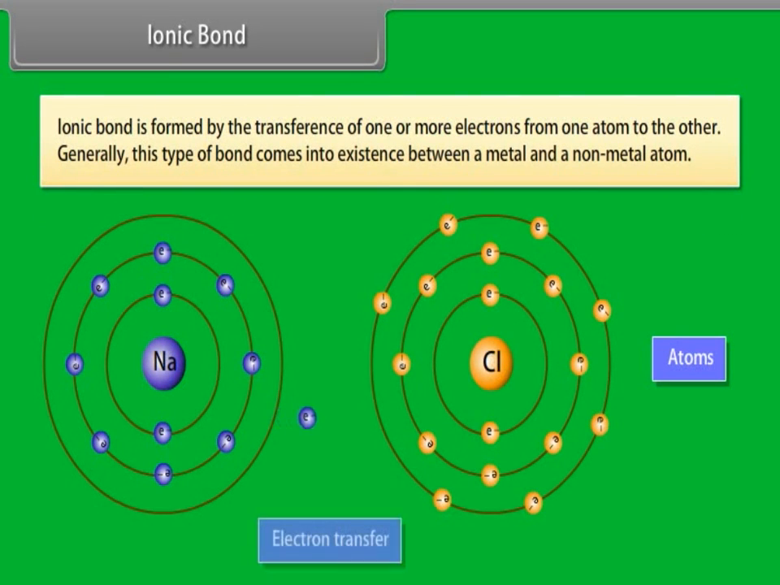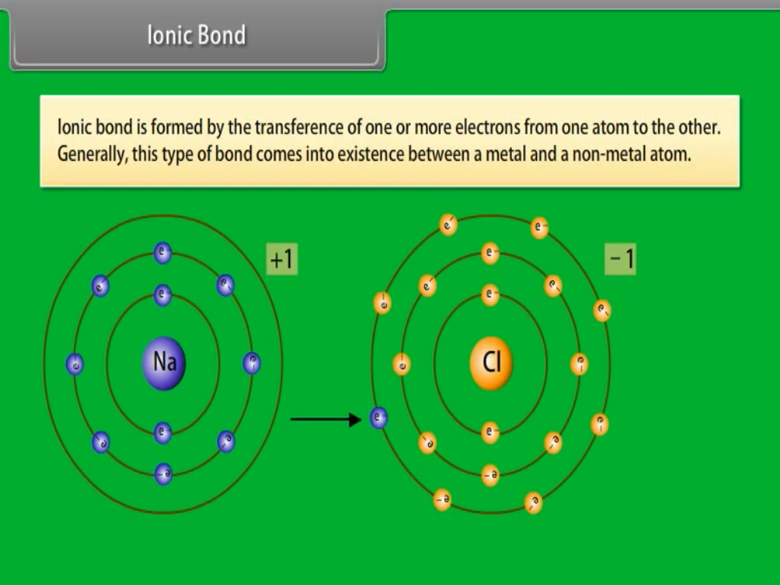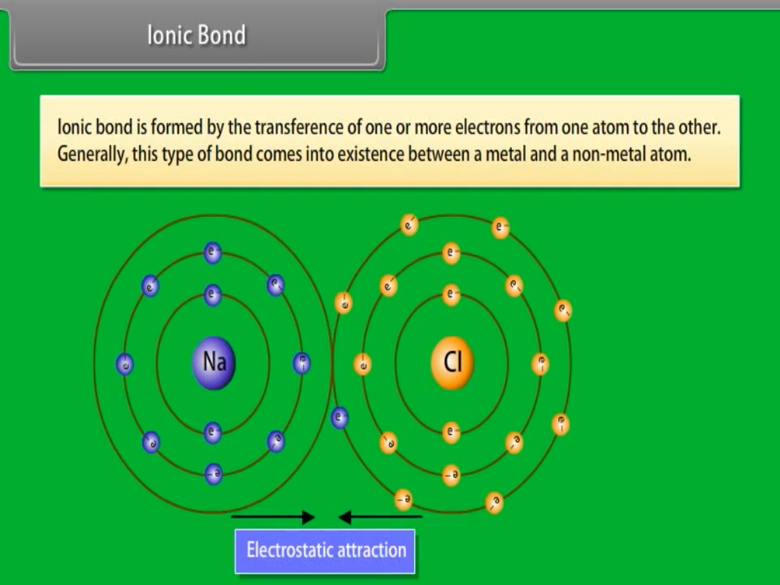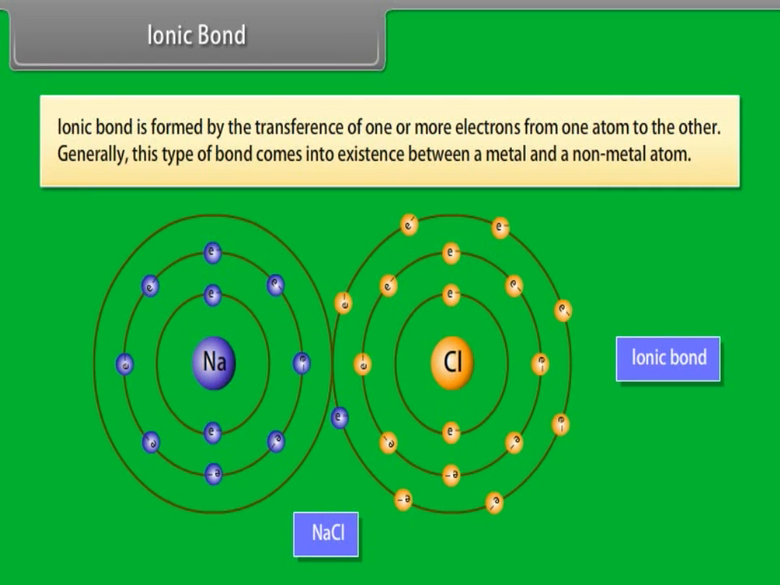Ionic bond. Ionic bond is formed by the transference of one or more electrons from one atom to the other. Generally, this type of bond comes into existence between a metal and a non-metal atom.